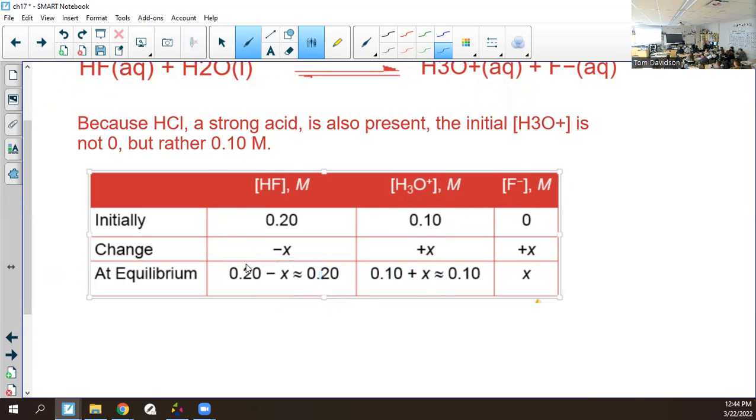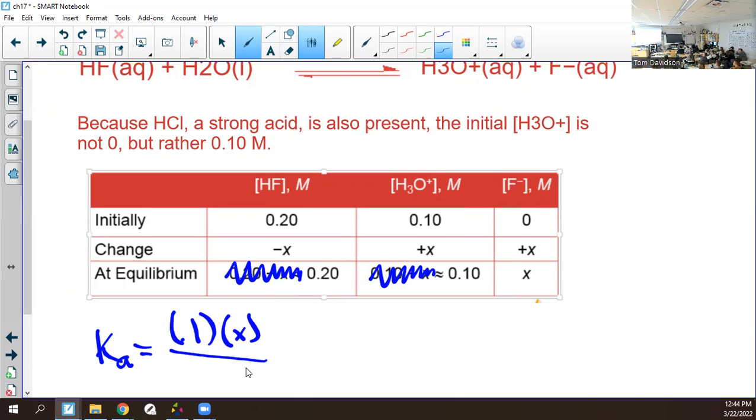Well, let me get rid of this. Hold on. And then this one is X. So now I would say my Ka is equal to 0.1 times X instead of X squared over the initial, which was 0.2, because we're talking about this part, the HF.